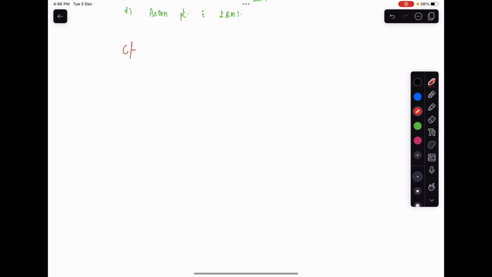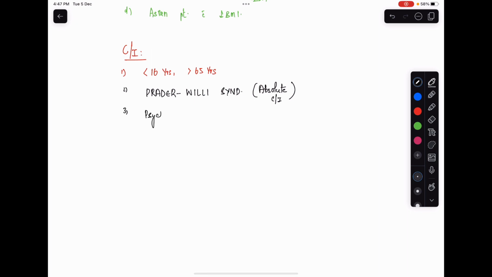What are the contraindications of bariatric surgery? If the age of the patient is less than 16 years or more than 65 years, bariatric surgery is contraindicated, and the absolute contraindication is Prader-Willi syndrome. Because of hyperphagia, the patient will gain weight again even if we do surgery. And other contraindications are in psychiatric patients.